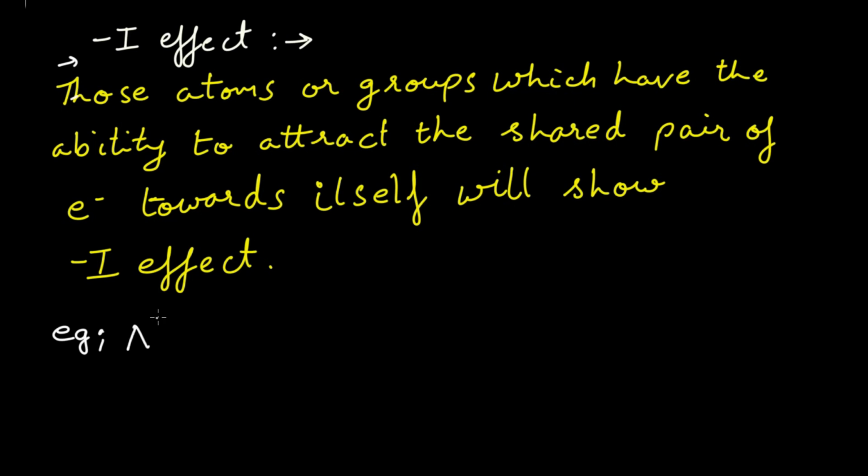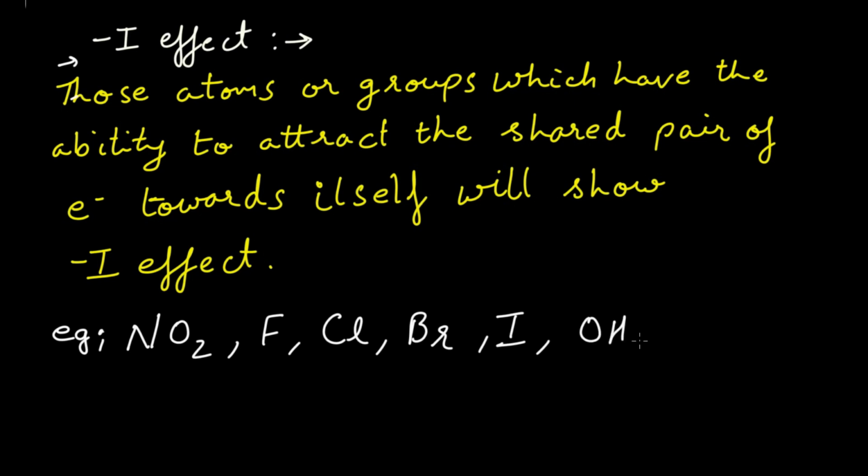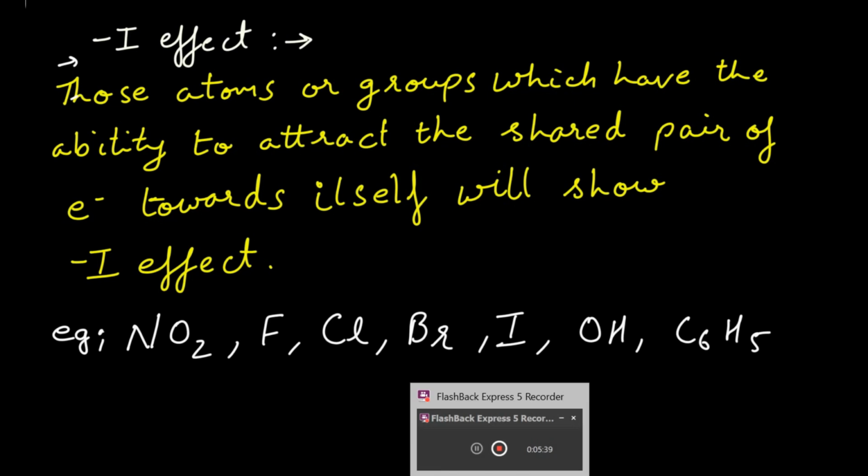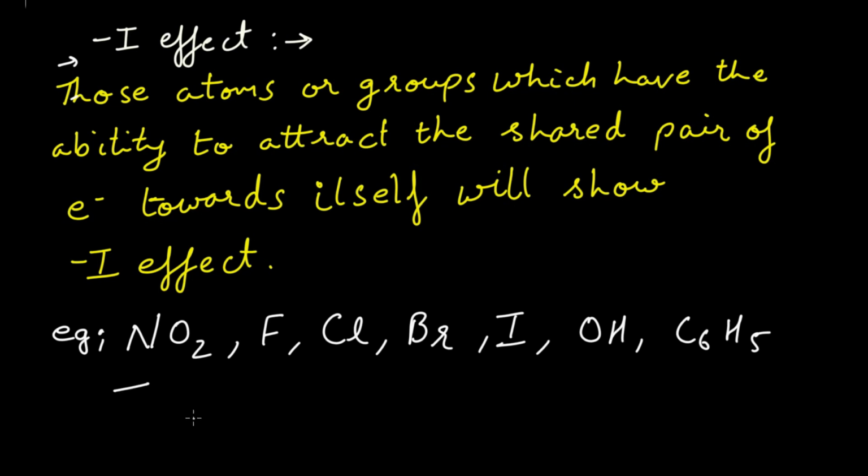NO2, fluorine, chlorine, bromine, iodine, all the halogens, hydroxyl group, and benzene ring or phenyl group, C6H5. These all will show minus I effect. Alright. You have to remember all these groups. If they are present in a molecule, they will show minus I effect.